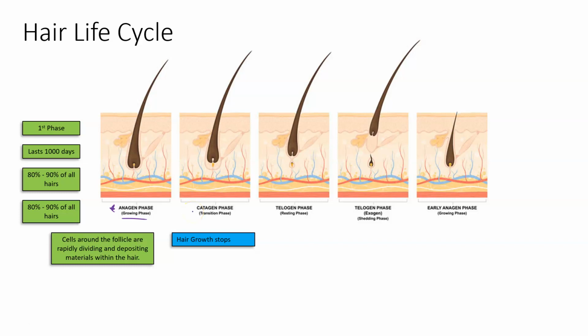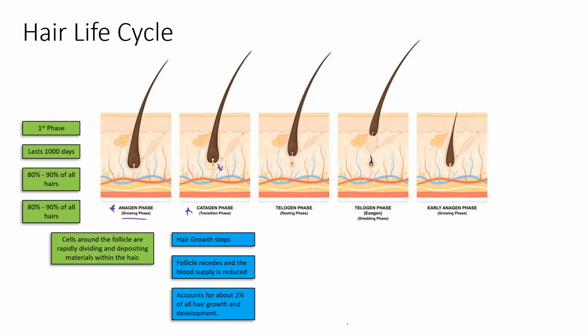Now, we transition to the second phase, that is the catagen phase. The catagen phase is the transition phase, so the hair stops growing, the follicle recedes. You'll notice that the follicle, this really light border, which is up really tight to the hair shaft, actually recedes out. So this follicle pulls back. The blood supply is reduced. Okay, everything recedes from the hair. The hair is still firmly planted in the skin, but everything does recede a little bit. So this accounts for about 2% of all hair growth and development in this transition, or catagen phase.